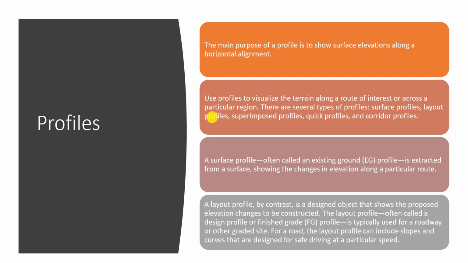A surface profile, often called an existing ground profile, is extracted from a surface, showing the changes in elevation along a particular route. So that's what we've created the alignment for. A layout profile, by contrast, is a designed object that shows the proposed elevation changes to be constructed. This is often called a finished grade profile and is typically used for a roadway or other graded sites, and it might be for a waterway if we created a waterway corridor.